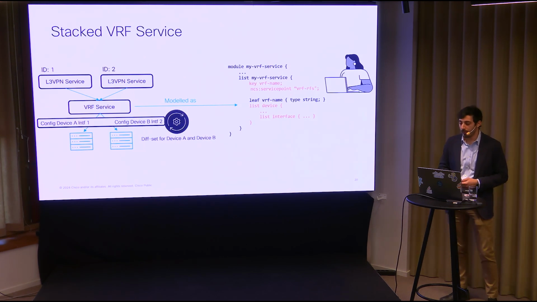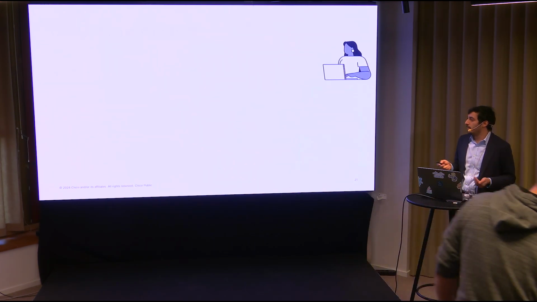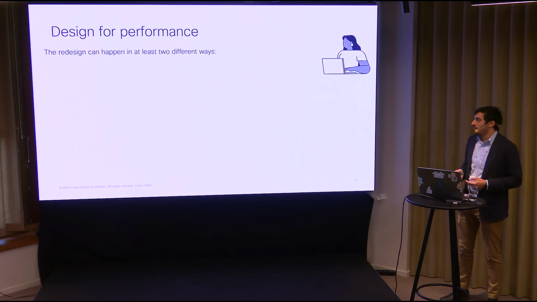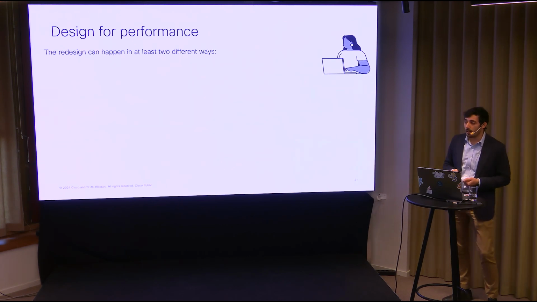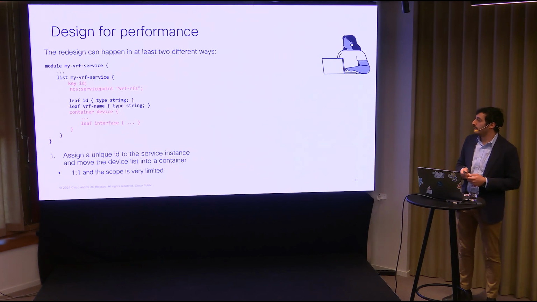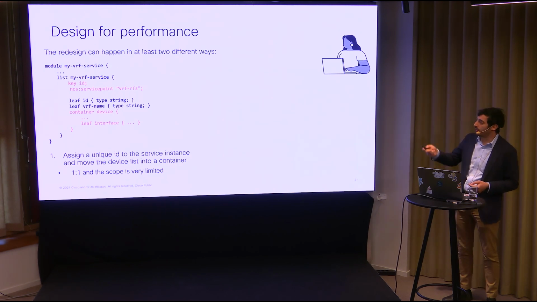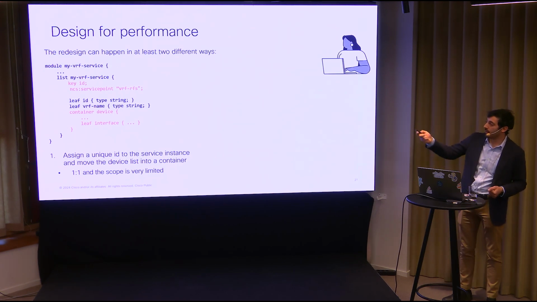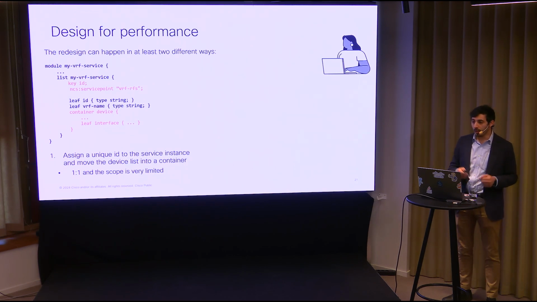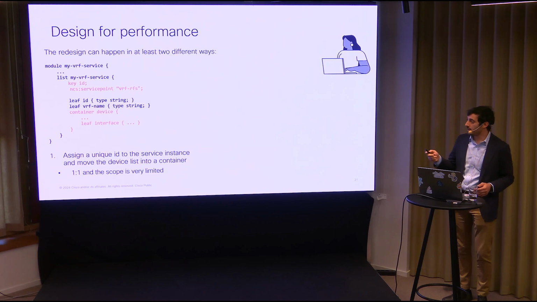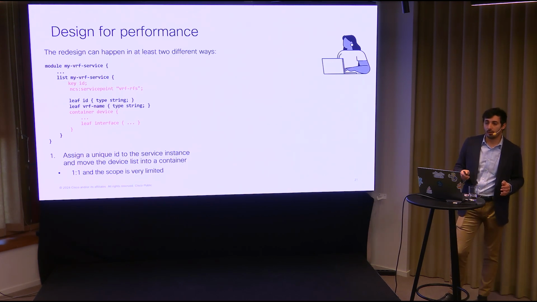And this takes time. So how can this be redesigned? There are a few ideas that Emma came up with. One of them is to assign a unique ID to the service instance and move the device list inside a container and the interface inside a leaf. Here we drastically reduce the scope of the service instance, because the service instance is taking care of configuring just one interface under the VRF.